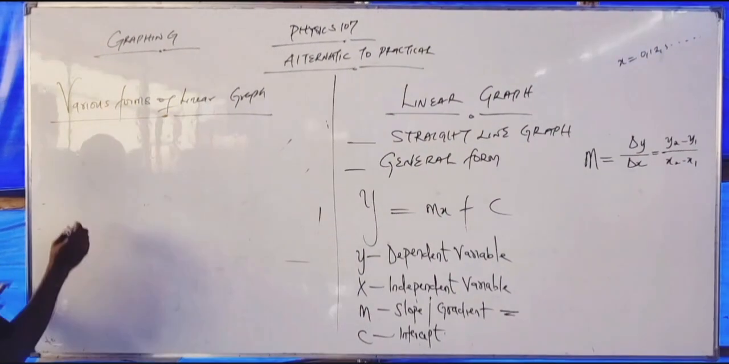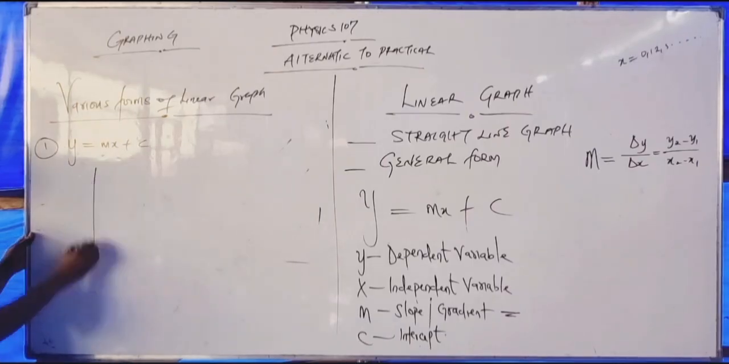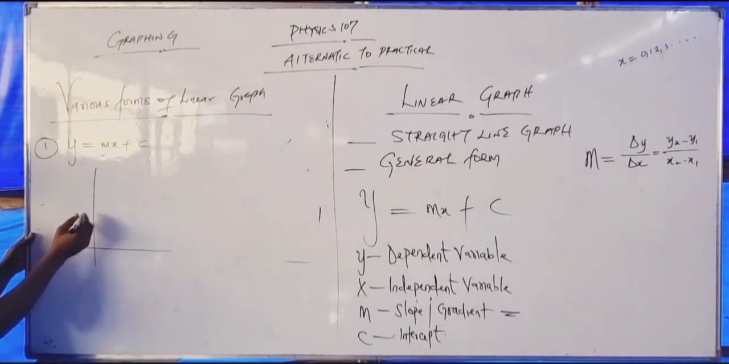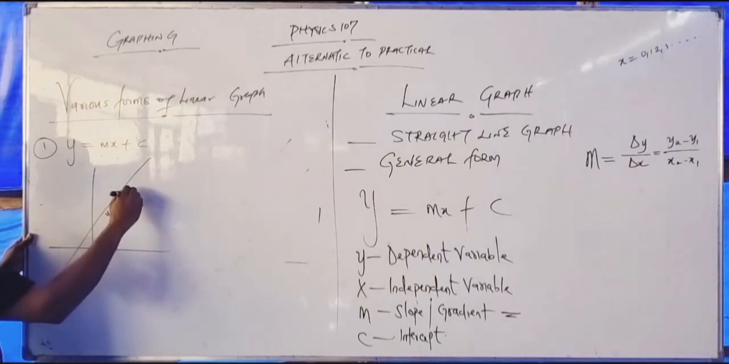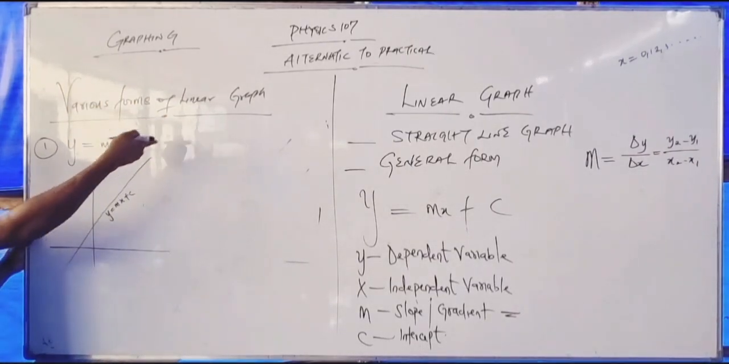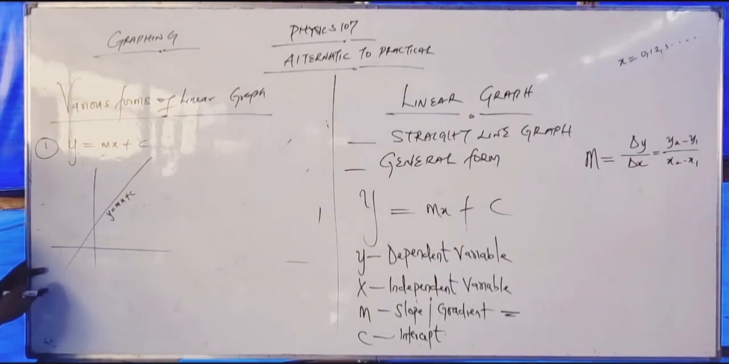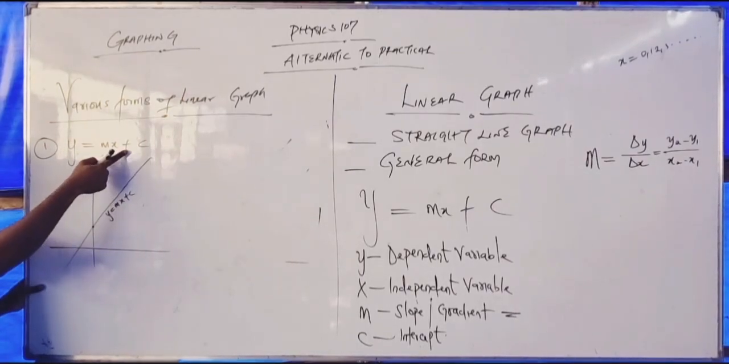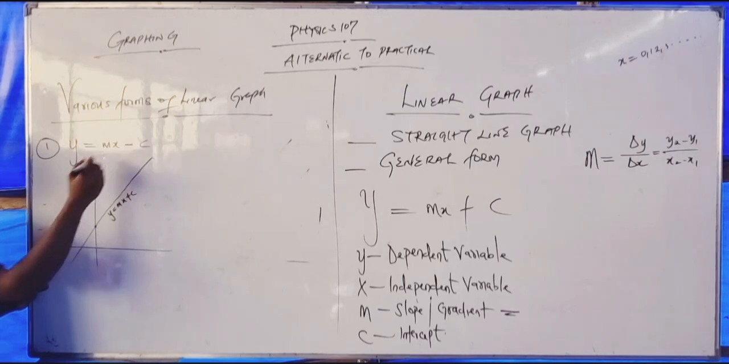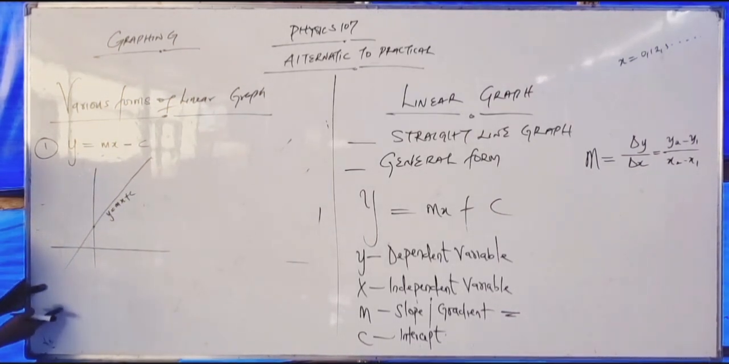Now, the various forms of linear graph. The first one is one we have already stated, which is y equals mx plus c. The graph of this linear equation is simply of this kind. Any graph that has a straight line has this general form, but it depends on where the line is cutting. If the line is cutting here, my c is positive. I can have a graph like this with minus c. If it's minus c, it will cut the negative y.